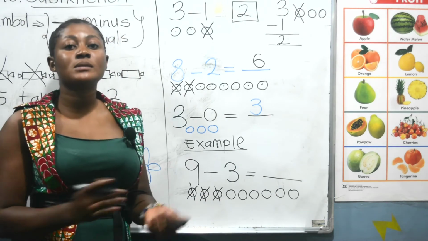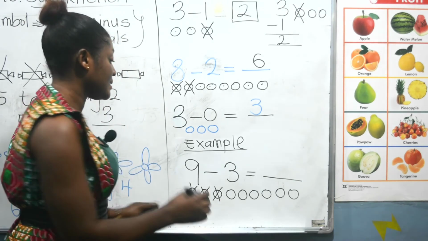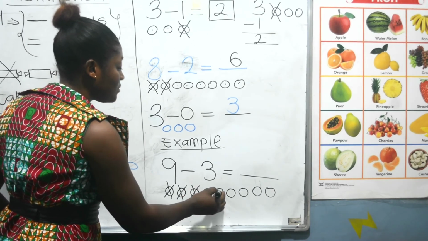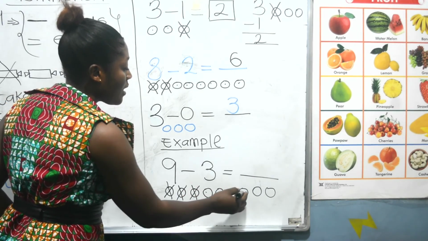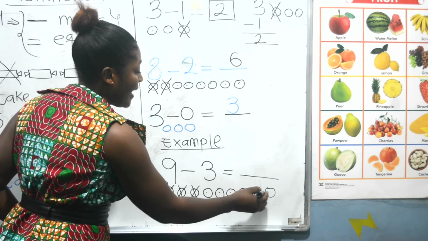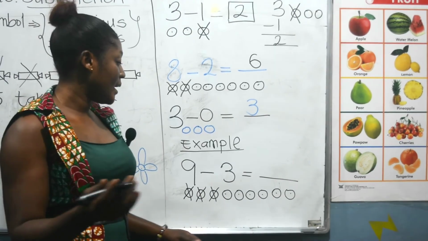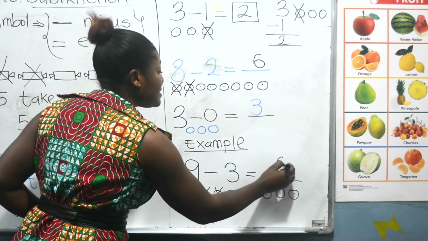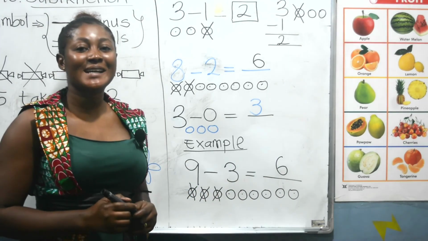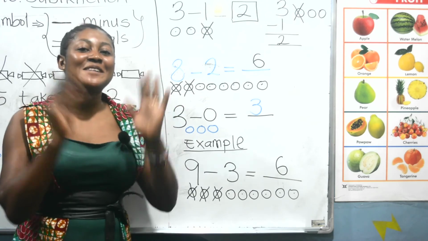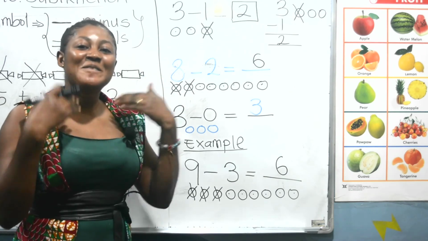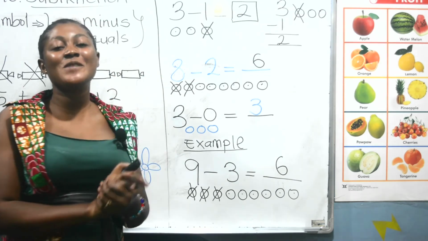So let's count how many will be left. 1, 2, 3, 4, 5, and 6. So 9 take away 3. The answer will be what? 6. Were you able to do it? Ooh, then clap for yourself. Well done, well done. You guys have really done well.